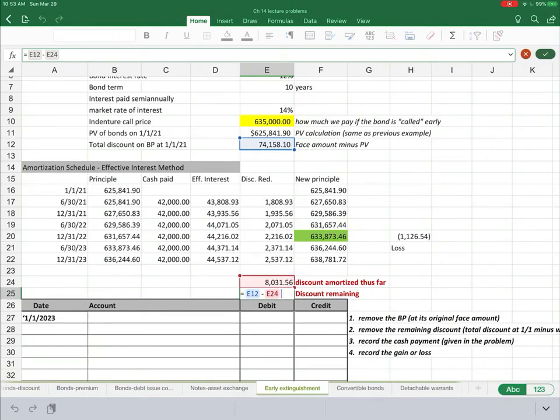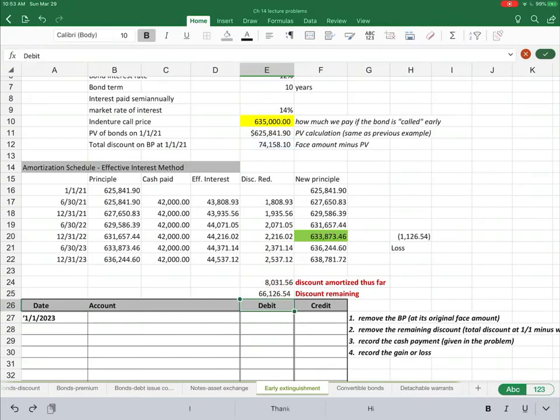So how much of our discount is left over? Well, we started with a discount amount of $74,158. If we amortized, or decreased the value of that discount, by $8,031 over those first 2 years, then the amount of our discount remaining is $66,126. We need that information because we're going to have to remove the remaining discount on our bond when we go to retire these bonds early.